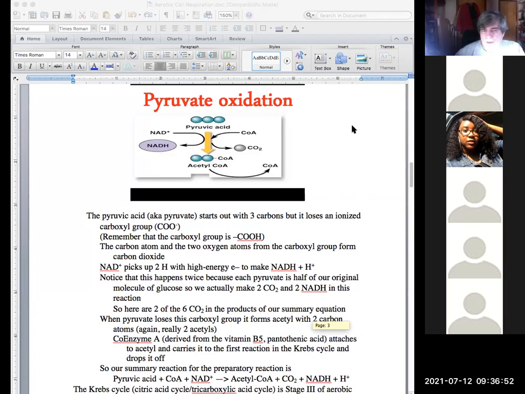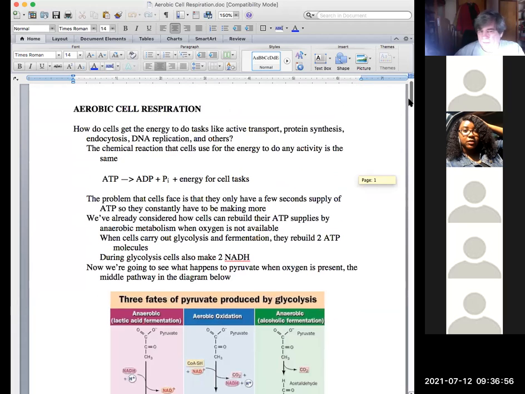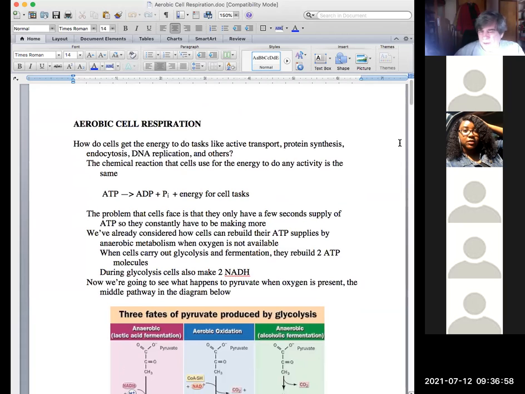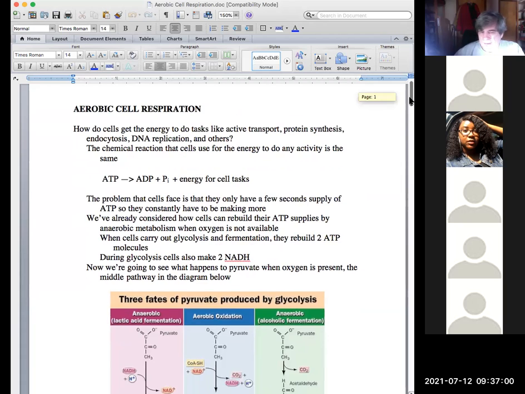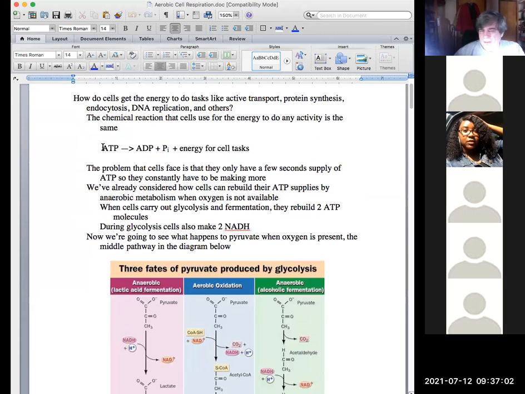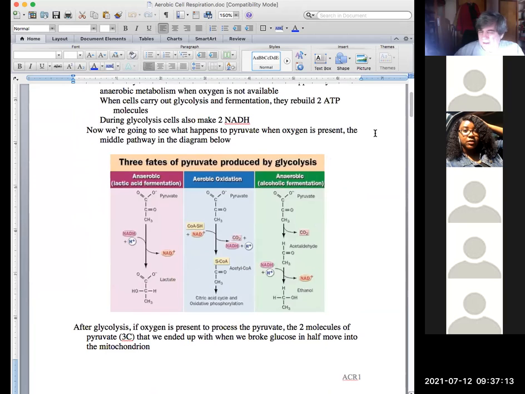So let's switch to a new screen about aerobic cell respiration. Now, keep in mind, cells still need ATP to do any type of work that they're going to do. And this time, what we're going to focus on is this middle pathway.